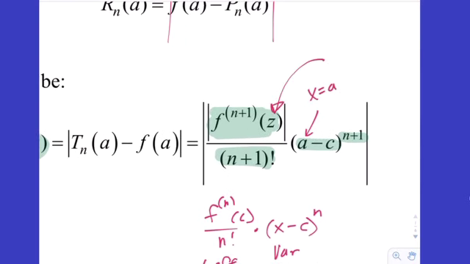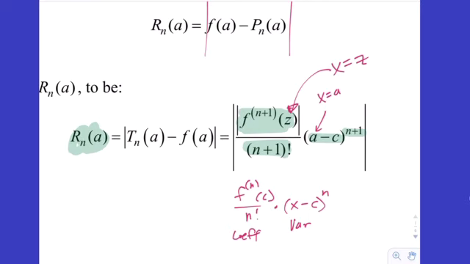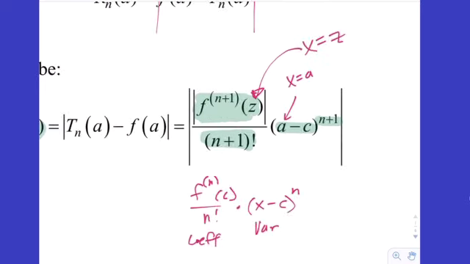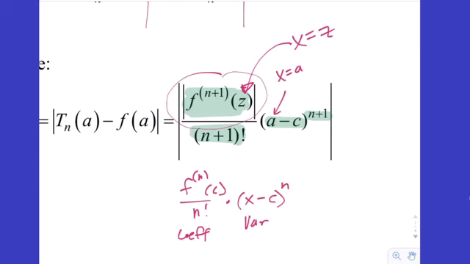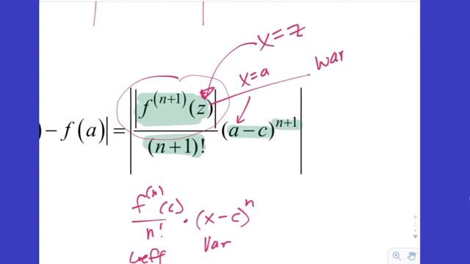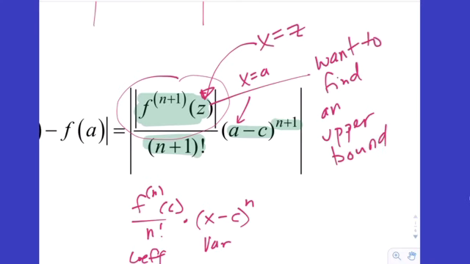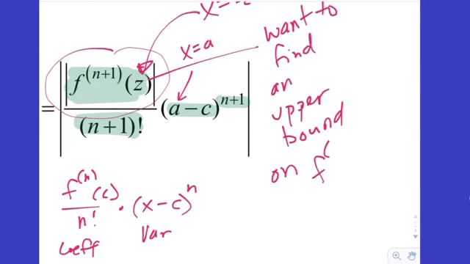But it all comes down to this right here. What is z? We're not going to know what z is, okay? If we knew what z was, we'd be able to figure out what the actual value is. So here's what we're going to do. We can actually come up with an upper bound on this. We want to find an upper bound on the n plus first derivative on the closed interval from a to c.